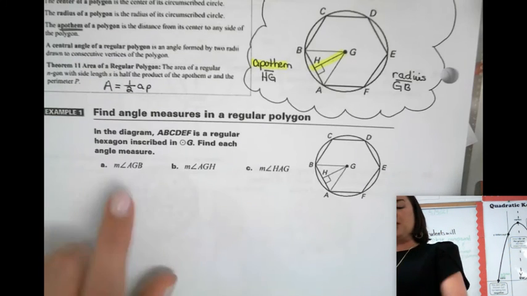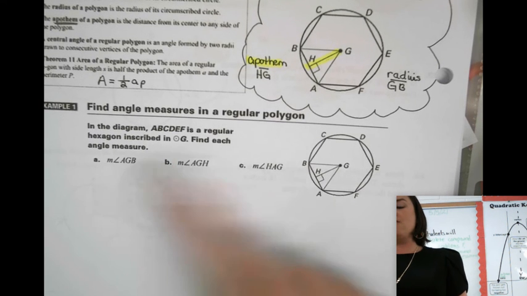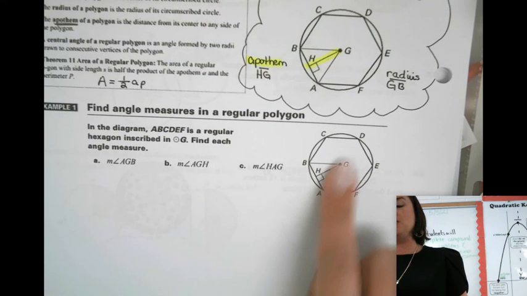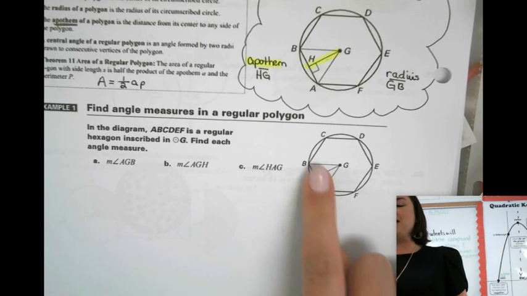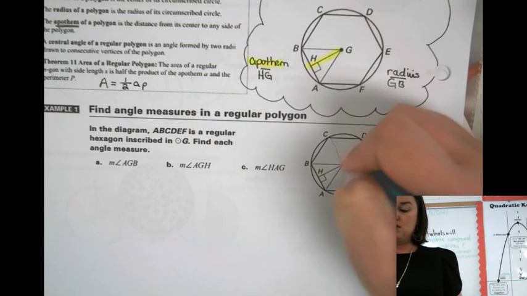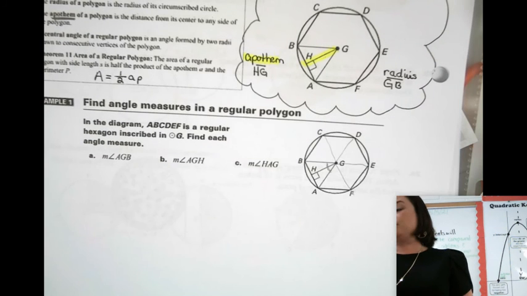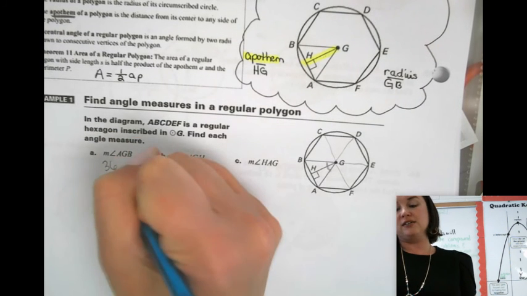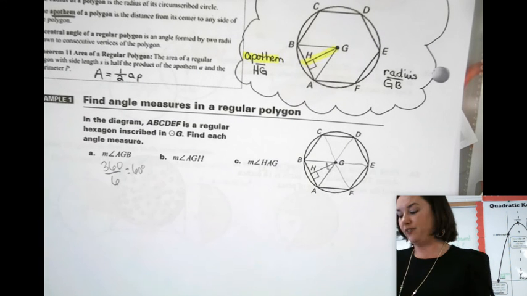So let's go through and try to do these problems here. In the diagram, ABCDEF is a regular hexagon inscribed in circle G. Find each angle measure. So first of all, they want us to find the angle of AGB, this piece right here. How many degrees are in the circle? 360. Well, how many of that size angles could I break this up into? 6. So how could I find the size of this angle? 360 divided by 6, which would be 60 degrees if I did the math in my head right.